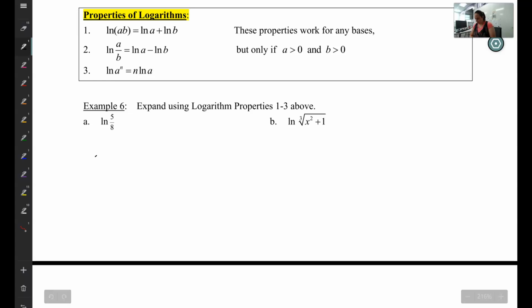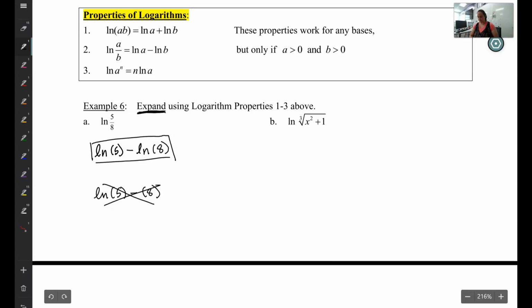So this division expands into subtraction, like that. Now, one key right here, they're called expanding because you're taking one logarithm and expanding it to more than one logarithm. So don't change it to that. That's wrong. You're expanding it to more than one logarithm like that.